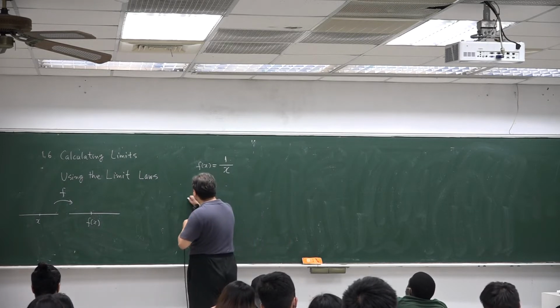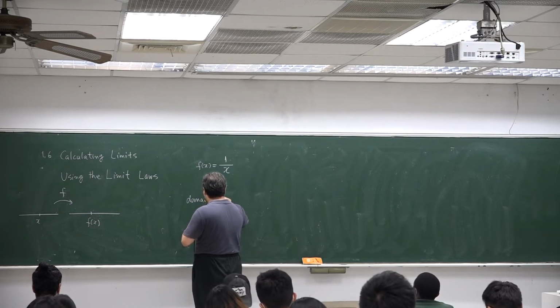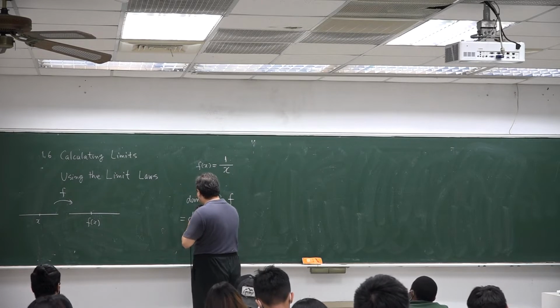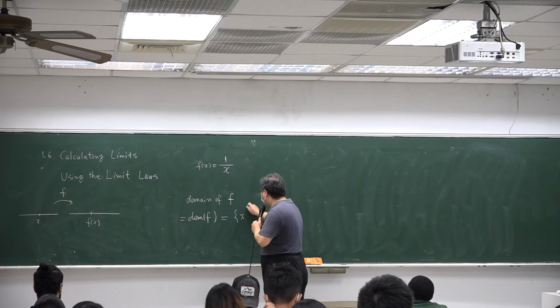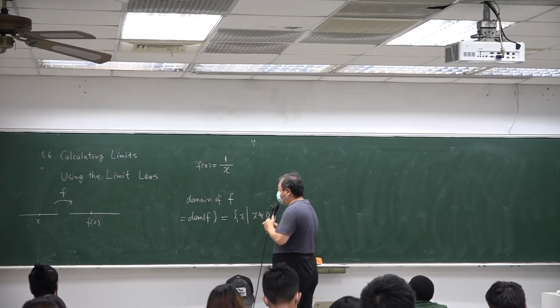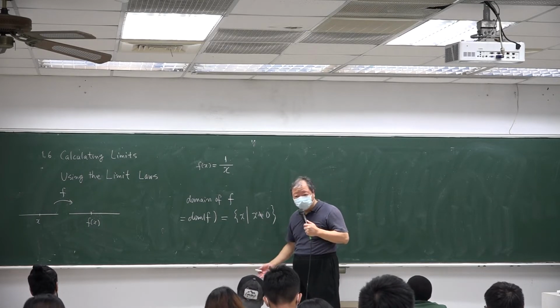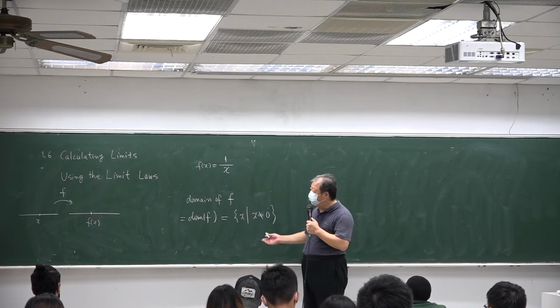So we say the domain of the function f, or briefly, domain of the function f, is the set of all real numbers such that x is not zero. Domain is an abbreviation of domain of definition. 定义域的简称就是定义域 domain of f.